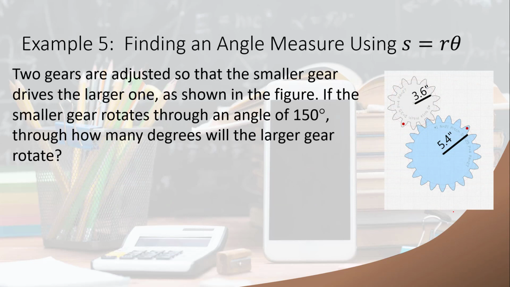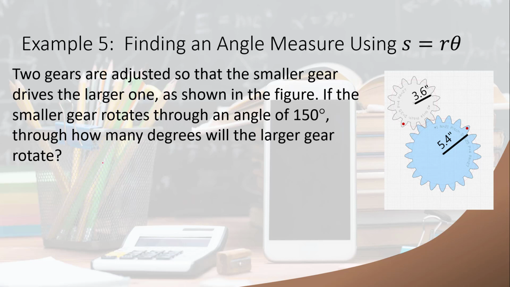For our third example, we are dealing with gearboxes or a gear system. And here we have 2 gears that are adjusted so the smaller gear drives a larger one, as shown in this cute little figure over here. If the smaller gear rotates through an angle of 150 degrees, through how many degrees will the larger gear rotate? Now, the key to this particular problem is that since the gears are connected by these teeth, they are both going to move the exact same amount of distance. The distance that this gear moves will be the same as the distance that the larger gear moves.